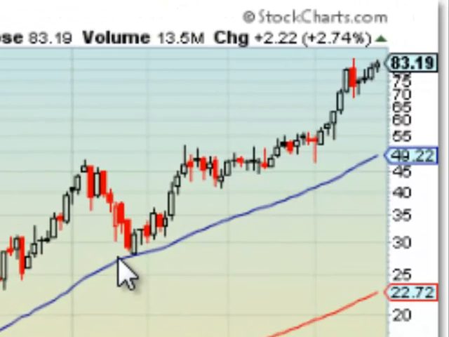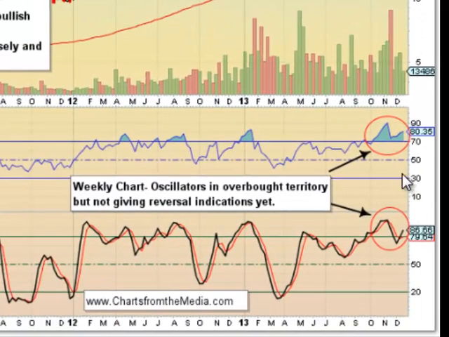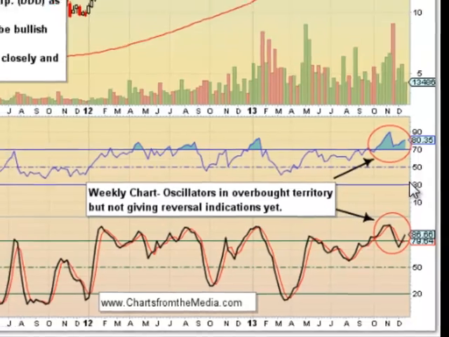So if we look at the price here, this is at a 50-week moving average. Came up off of that. We're looking at a double top at the current time. We've had much higher volume this year than we've had in the past, and here's the most recent volume. As for the oscillators, they are in overbought territory, but they are not giving a reversal signal yet.